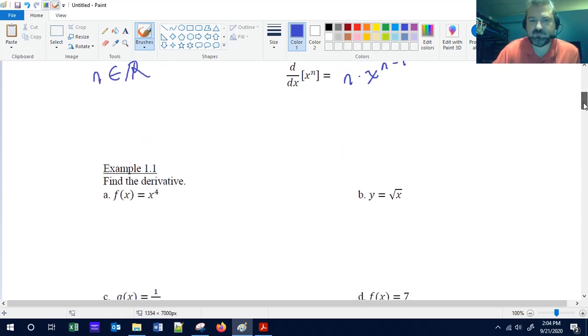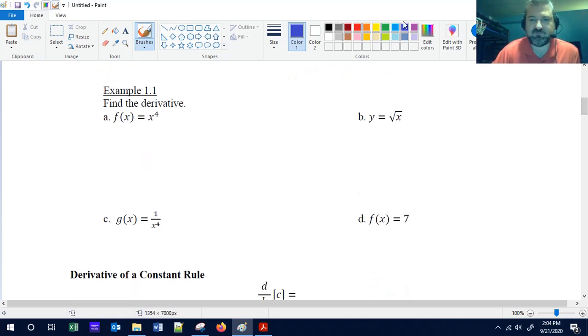So that's our formula. So let's find the derivative with respect to x of f of x equals x to the fourth. So with f of x, I'll write it as f prime of x. All right, I'll bring down the 4, making it 4x cubed, and that's it.